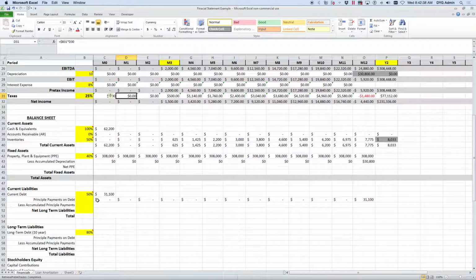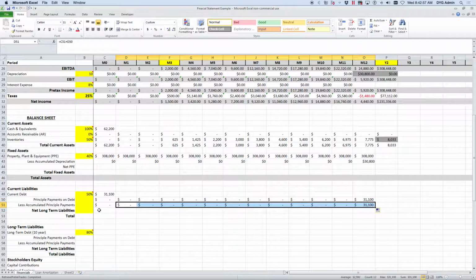So then we would have the principal payments less the accumulated principal payments, so you have to get the accumulated ones. Again, here it's equal to this. The next time over, it's equal to whatever the last value was plus what the current value is, because that's how you accumulate. Drag all the way over, and sure enough, there you go.